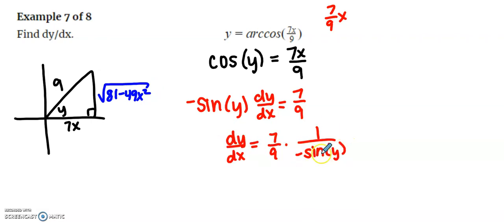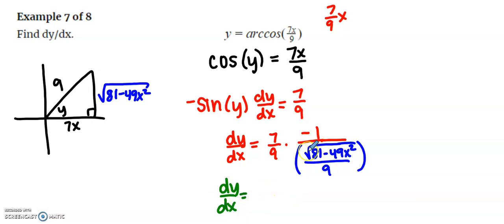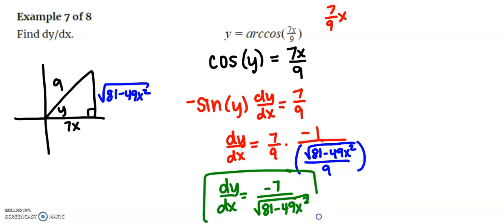This sine right here, I'm going to throw the negative up high just so I can ignore it for a second. My sine value is the square root of 81 minus 49x squared over 9, because it's the opposite over the hypotenuse. Well then, in cleaning this whole thing up, my final answer ends up being dy/dx equals, the 9's going to flip up, negative 7 over the square root of 81 minus 49x squared. That is your final answer.